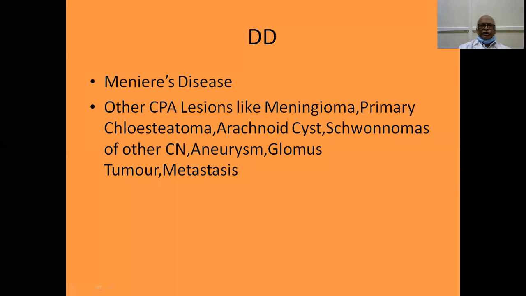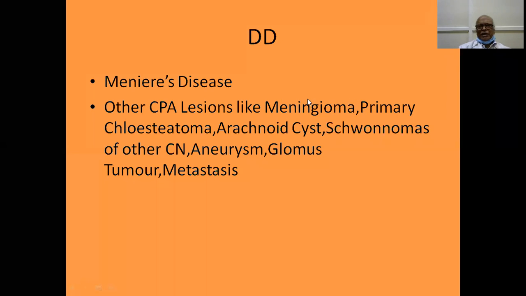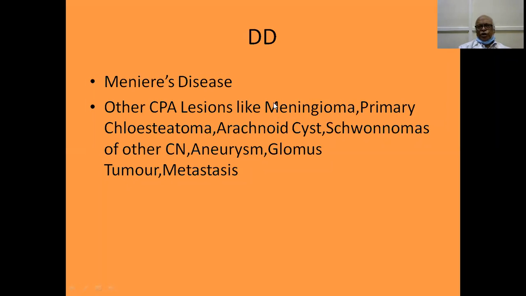And other CPA lesions, CP angle lesions like meningioma, picture will be very classical. It is more radio opaque, and you can do a vertebral angiogram and also confirm the same. It is more vascular. Or there may be primary cholesteatoma. Primary cholesteatoma is congenital cholesteatoma, which occasionally is seen in the cerebellopontine angle also. Same cholesteatoma as we see in the ear. And there may be an arachnoid cyst. Arachnoid cyst also can be mistaken.